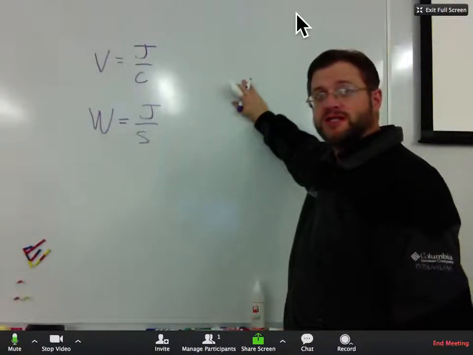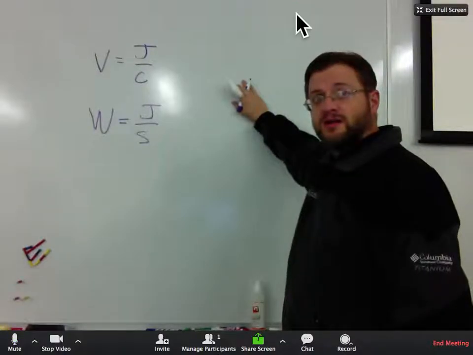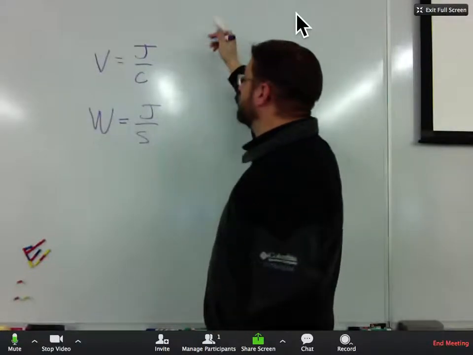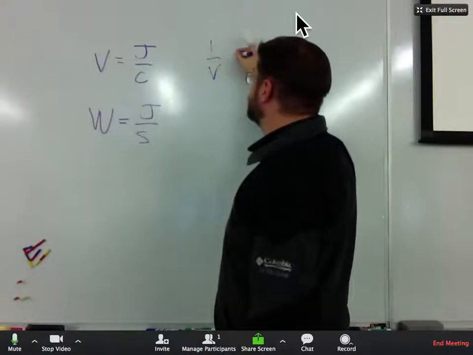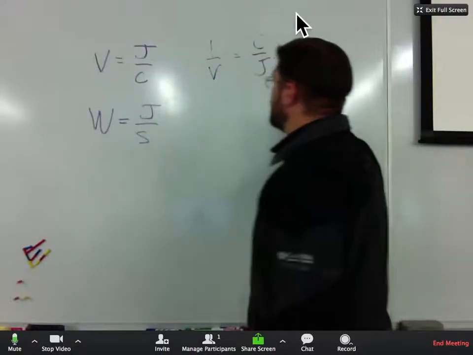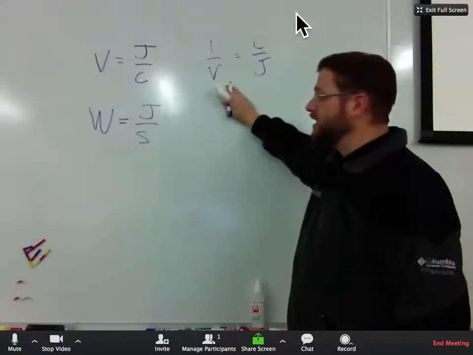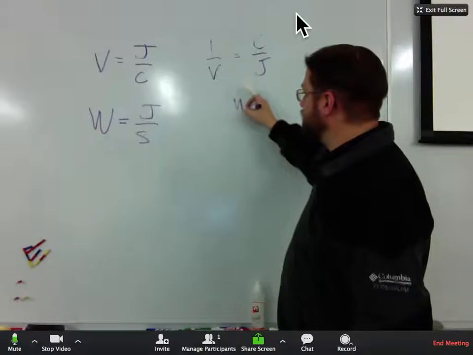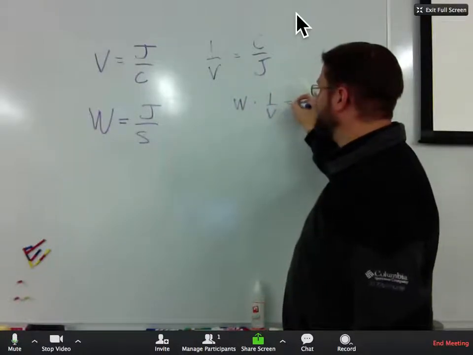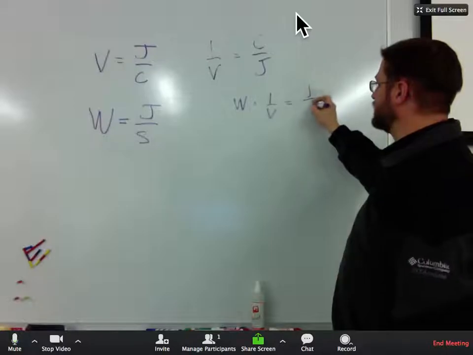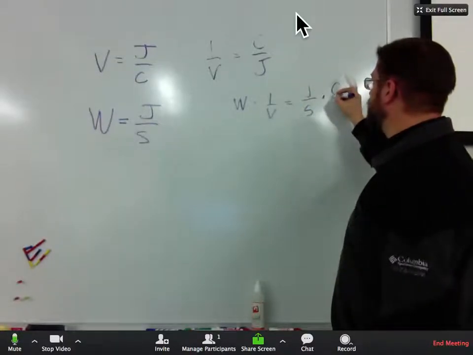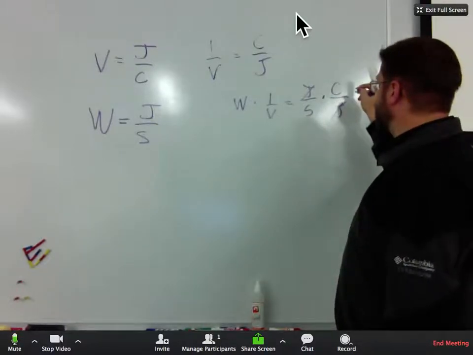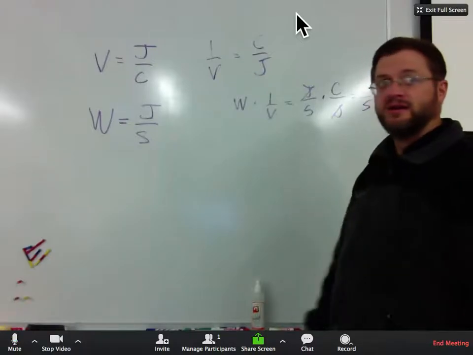What are we going to do to these two things to get coulombs per second? Well, we need coulombs not in the denominator, but in the numerator, right? So we're going to flip over the voltage, so we'll have 1 over voltage, which will equal coulombs per joule. And then we're going to multiply it by watts. So if we take watts, which are joules per second, multiplied by 1 over volts, which are coulombs per joule, the joules will cancel out, right? And we'll end up with coulombs per second, which is charge per second.